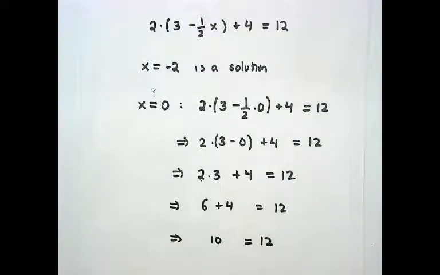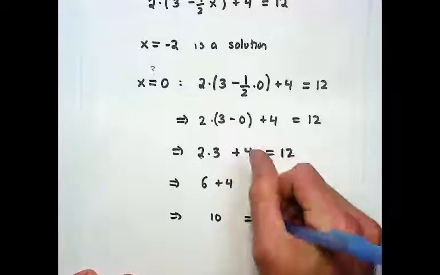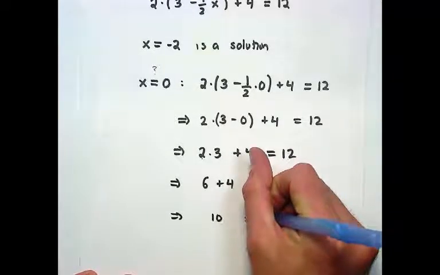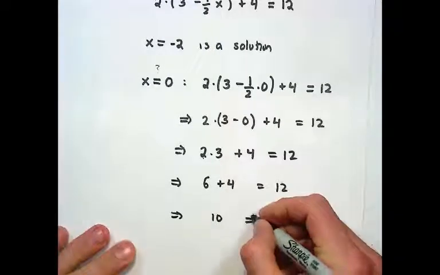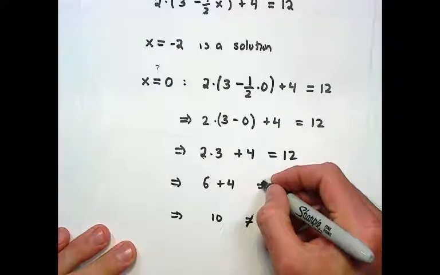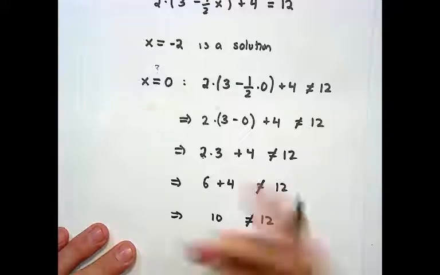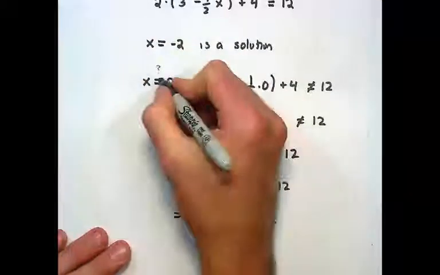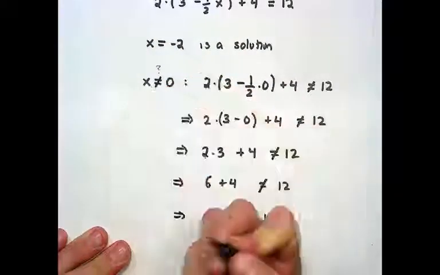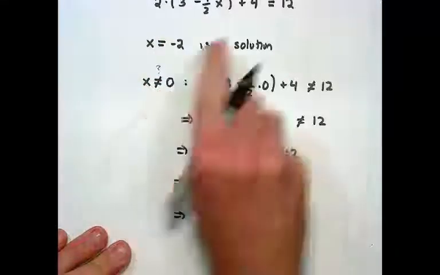Not quite. I'd love to convince my bank that because then I could convince them that 1,000 is equal to 100,000, right? No, 10 is definitely not equal to 12, which means 6 plus 4 is not 12. All of these equal signs are not true. This implies immediately, no, x equals 0 is not a solution.